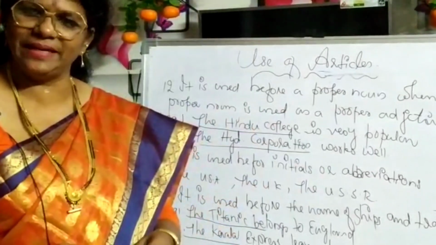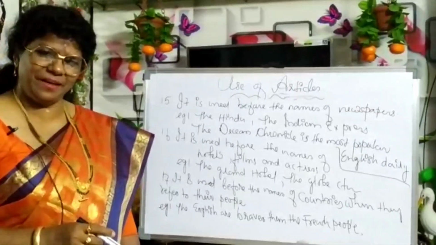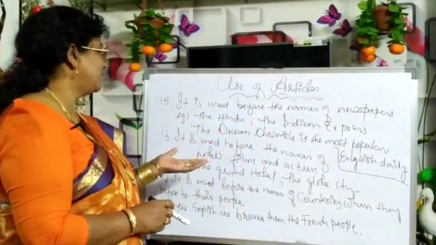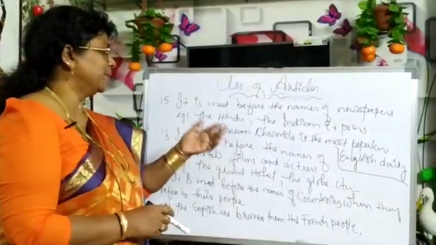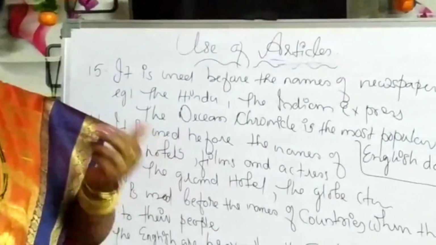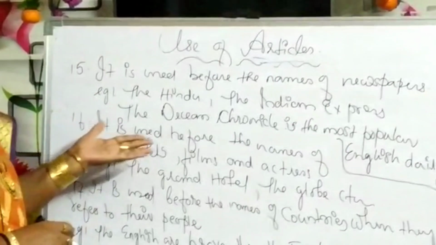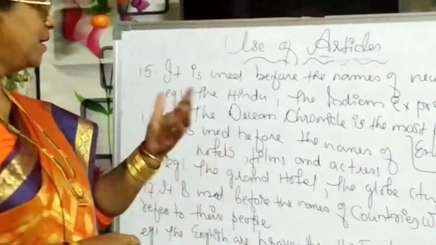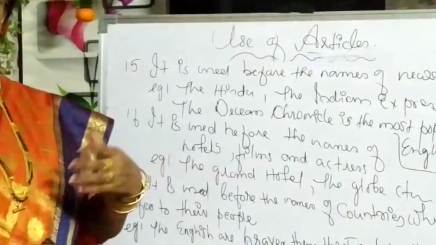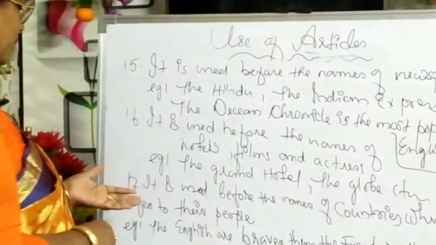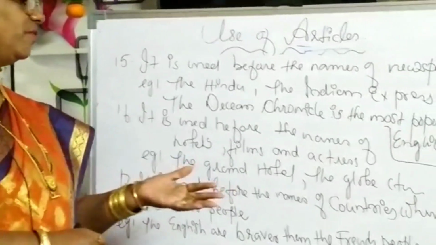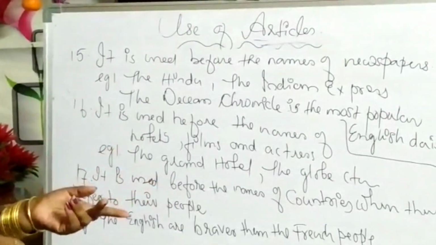Are you all following me? Right? Okay, fine. Let us go through the next rule. It is used before the names of newspapers. What all newspapers do we have? The Hindu, Indian Express, Deccan Chronicle. The Deccan Chronicle is the most popular English daily. Next rule, it is used before the names of hotels, films, actors, etc. The Grand Hotel, the Globe, etc. are the examples for this. Next, the 17th rule. It is used before the names of countries when they refer to their people.